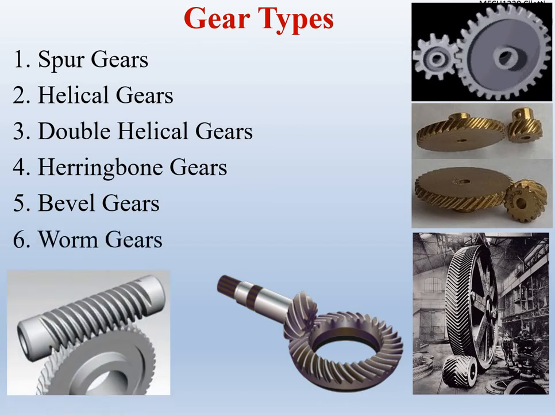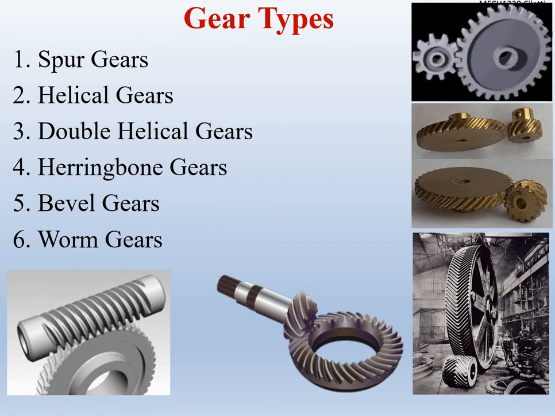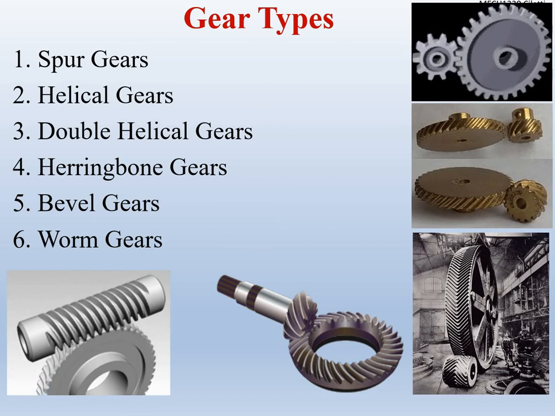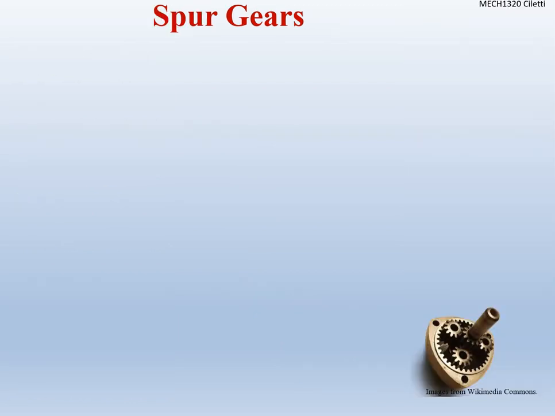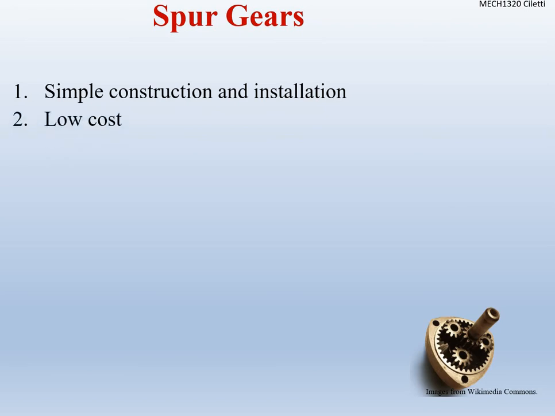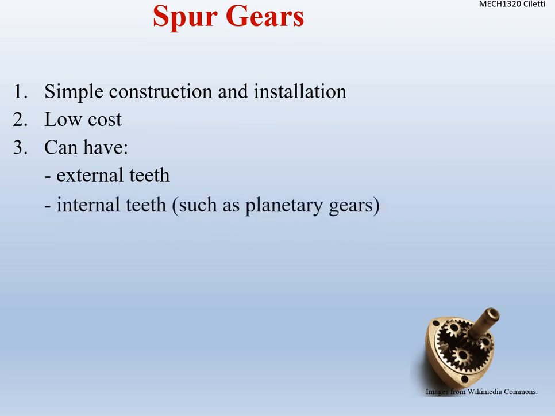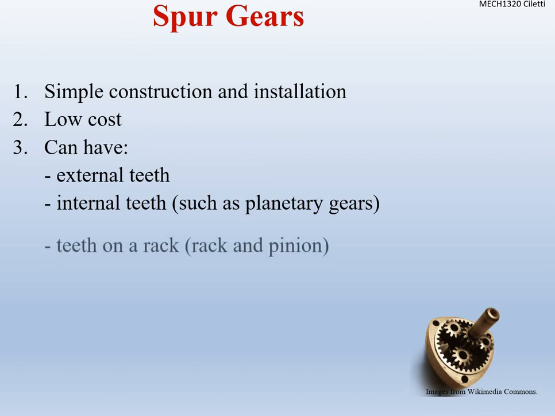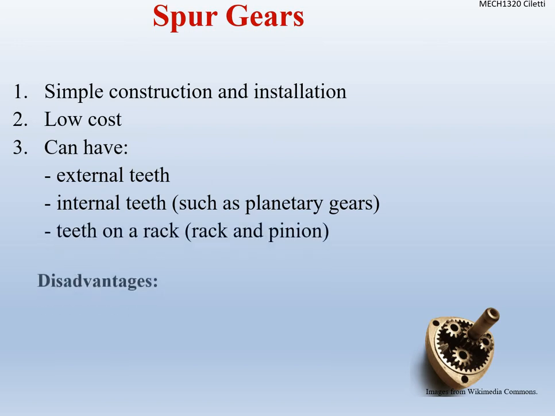There's worm gears. All right, and we'll go over a different kind of example in each class of the different types of gears and things like that. But let's take a look at spur gears. Okay, they are simple in construction. They're very low cost. They can have external teeth or internal teeth. So a planetary gear is shown in the bottom right-hand corner. That's internal teeth. Okay? The little ones have external teeth, but the large one on the outside has internal teeth. Okay, we can put teeth on a rack and pinion type scenario.